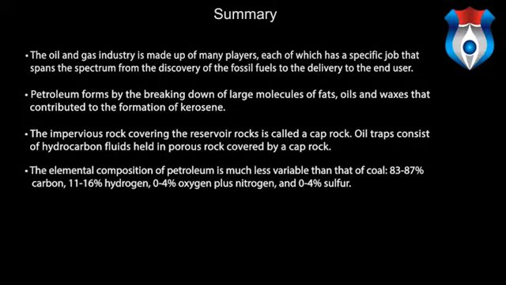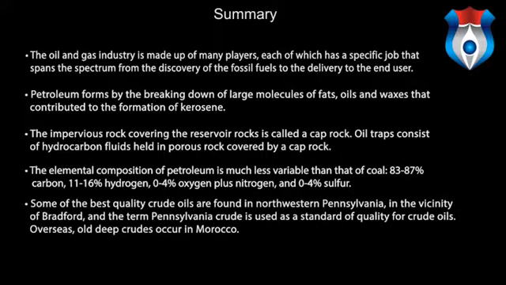The elemental composition of petroleum is much less variable than that of coal: 83 to 87% carbon, 11 to 16% hydrogen, 0 to 4% oxygen plus nitrogen, and 0 to 4% sulfur. Some of the best quality crude oils are found in northwestern Pennsylvania, in the vicinity of Bradford, and the term Pennsylvania crude is used as a standard of quality for crude oils. Overseas, oil-deep crudes occur in Morocco.